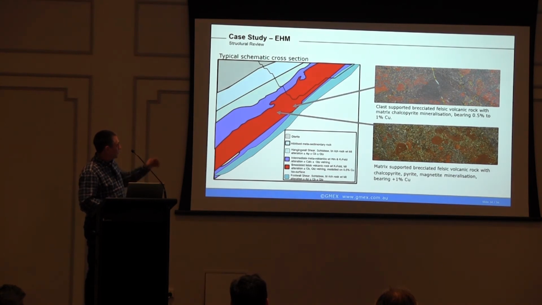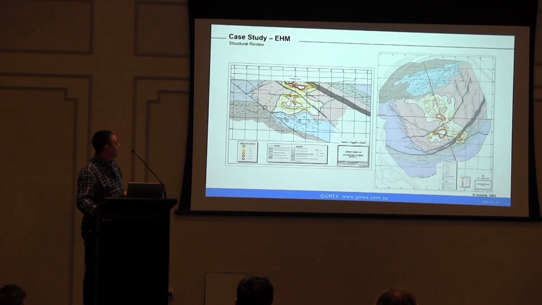We can see that there's a relationship between the proximal and distal parts of the ore body in terms of clast and matrix supported breccias. Nick went through this. This is some work from Melanie Coward in 2001, just looking at the plan view of the pit and also cross sections. But we can see two of the most important structures in the mine are obviously the hanging wall and footwall shear zones.